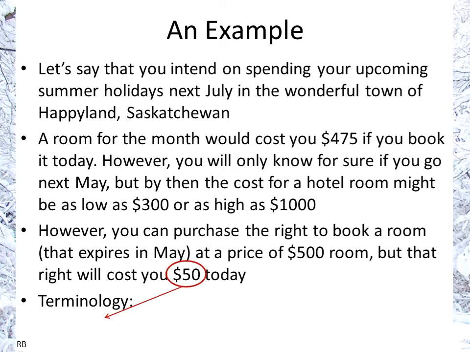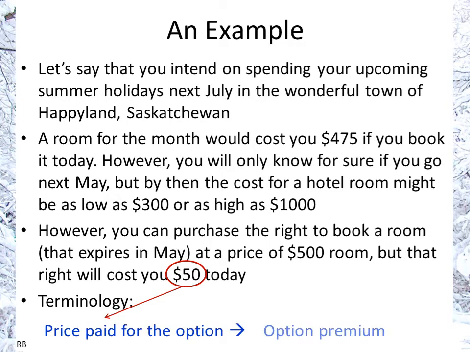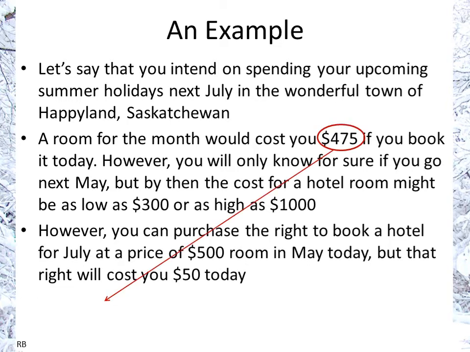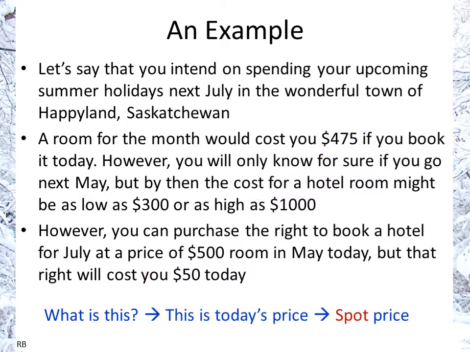And then you also have the $50 that you're paying today. Well, that is the cost or the price paid for your option. The word for that is called the option premium. Sorry, that flashed away a bit quickly. And the $475, what is that? Well, that is how much it would cost today, and that is simply today's price, often called the spot price.